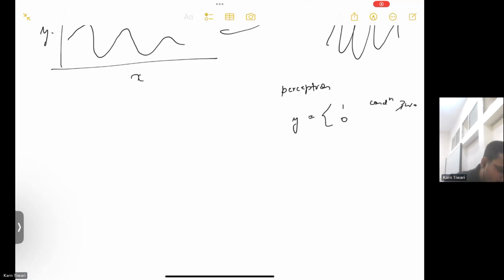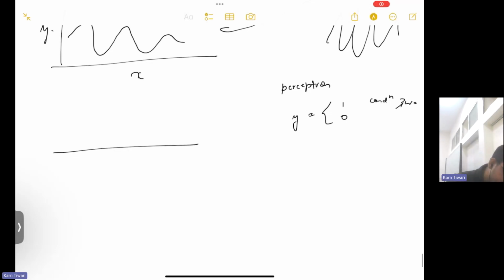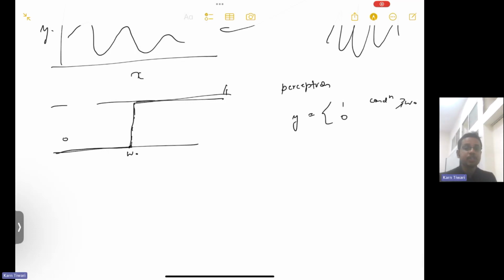What does it mean mathematically, and what does it convey about how the decision is made? Suppose this is my W naught in the simple case. It was suggesting that if my certain condition is greater than W naught, then our decision is going to be 1. Otherwise, it's 0. So this was the decision-making process happening in the perceptron.